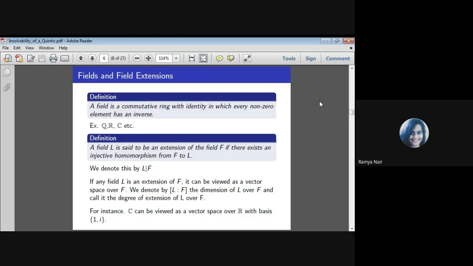This is because you know what complex numbers look like, right? They are a plus ib, where a and b are both real numbers, and i is the square root of -1. So you can think of complex numbers as a two-dimensional vector space over R with basis 1 and i.